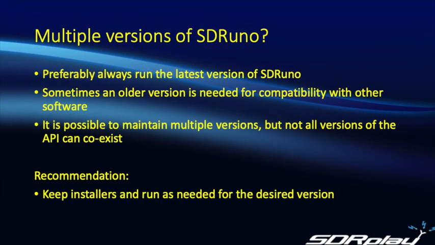Another question we're asked is, is it possible to maintain multiple different versions of SDRuno on your PC? I think the answer to that is a qualified yes. It is possible to keep multiple versions there, perhaps in separate directories for each version, but you have to be a little bit careful because not all versions of the API can coexist. Therefore, our recommendation is keep the installers in your downloads folder, and if for some reason you want to run a different version of SDRuno, run that installer to make that the current version on your system, and then if necessary, run the installer for the newer version again later.